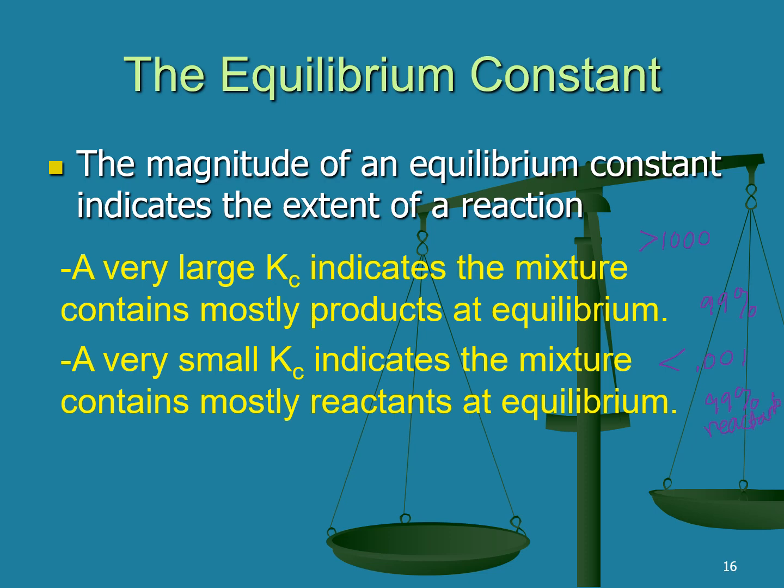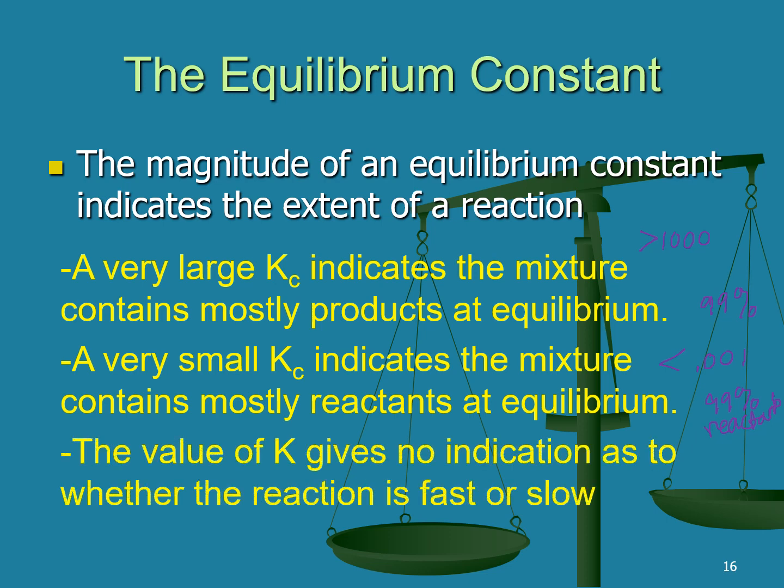A very large Kc would mean that the mixture is nearly all products. A very small Kc would mean that mostly reactants are present. Now, just keep in mind that the value of K gives us no indication as to the kinetics, or how fast the reaction goes. It only tells us the set point in terms of concentration.